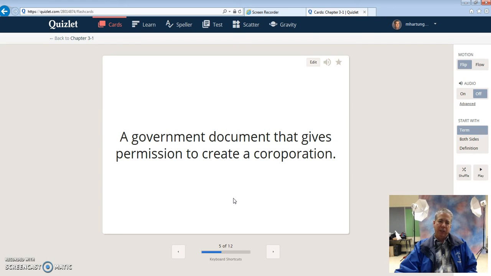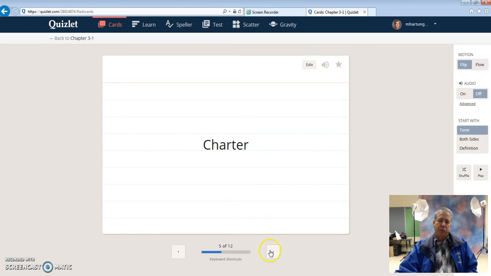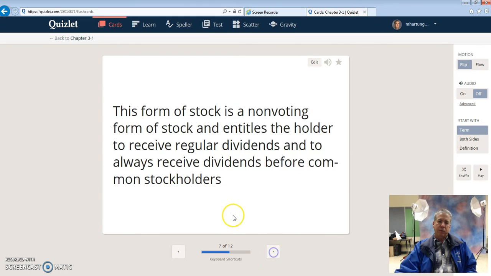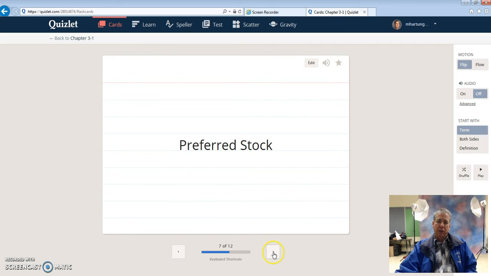A government document that gives permission to create a corporation. Once again, we're going to talk more about this later. That's known as a charter. And this form of stock represents basic ownership of a corporation, and this is common stock. This form of stock, non-voting form of stock, we're going to talk more about this. We're looking at preferred stock. And so what I do in this first section is that we split up and separate the corporations from the partnerships and the proprietorships, just because there's just so much more to it as far as the corporations go.